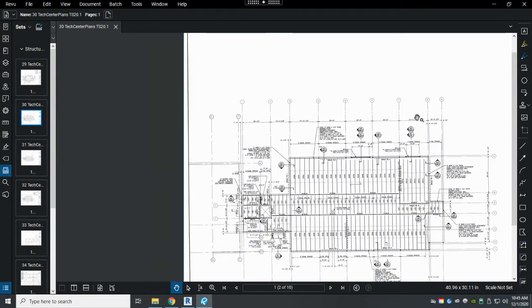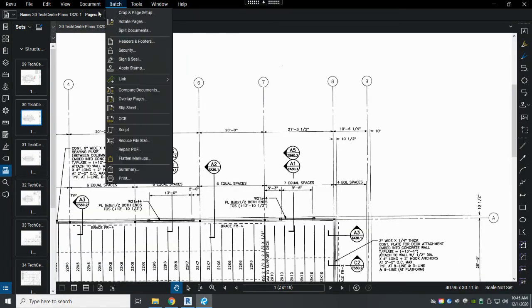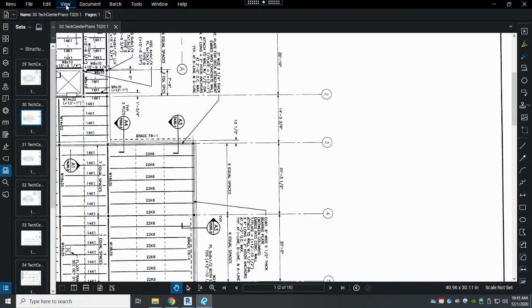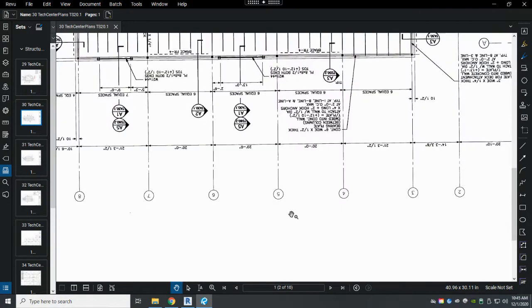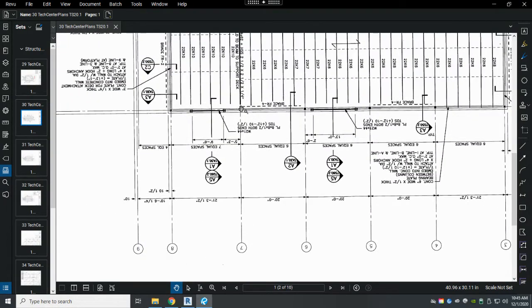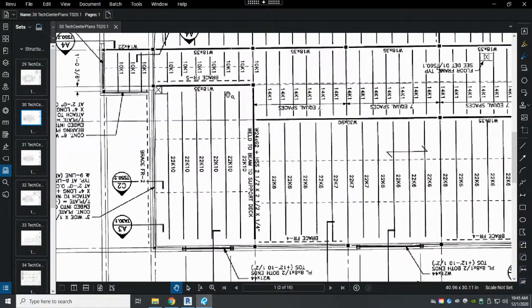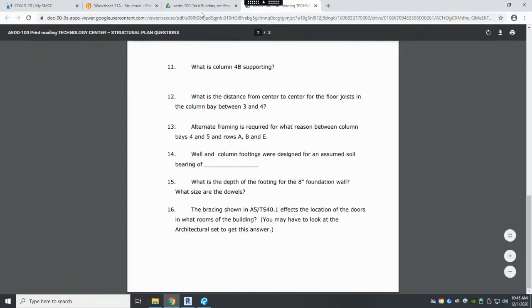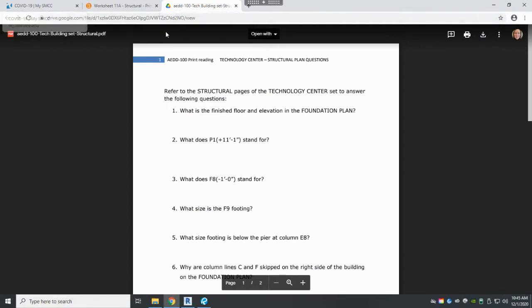So there's 7 and 8, but remember 7 was on the right-hand side, so I'm going to rotate this view clockwise twice. So it rotates 180 degrees. So it puts column line 7 on the right-hand side and 8 on the left. And then let's look for that bracing. There's that bracing right there. And in this area, there is a door on the architectural plan set, which I will get to this way, I guess. Let's see if we can find it through here.